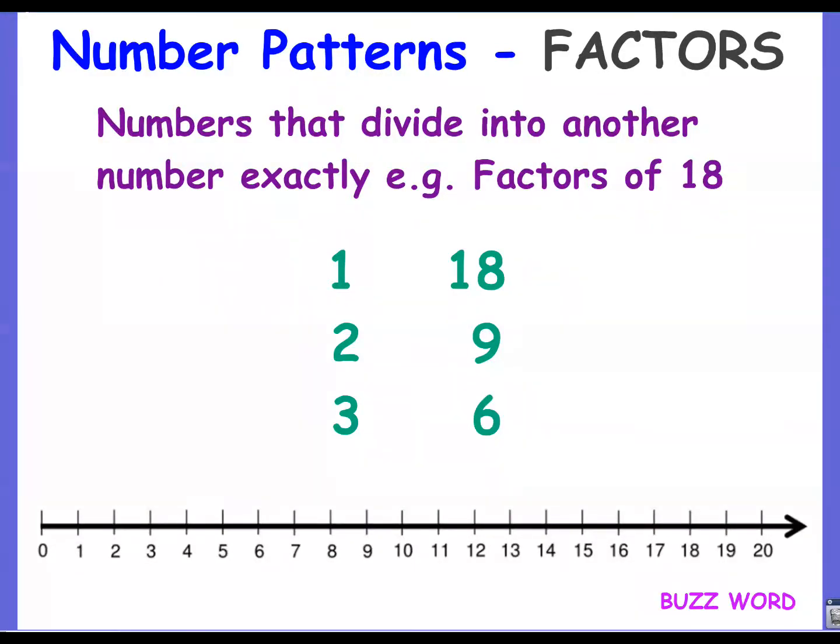So if we look at the factors for 18, we have 1 and 18, 2 and 9, and 3 and 6. And if you notice, I've put them down in pairs, because these are the two numbers that when you multiply them together give you 18. So the factors of 18 are 1, 2, 3, 6, 9, and 18.